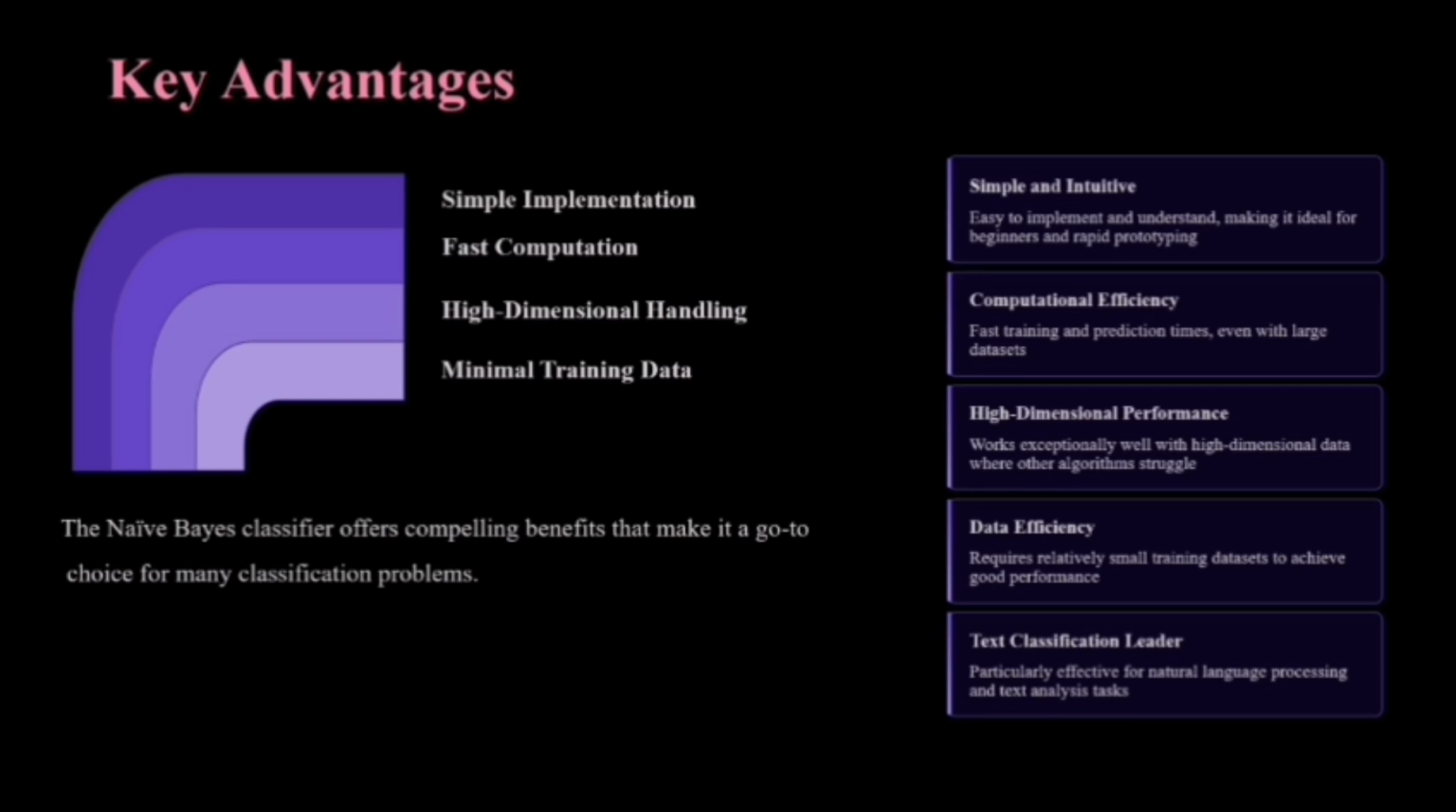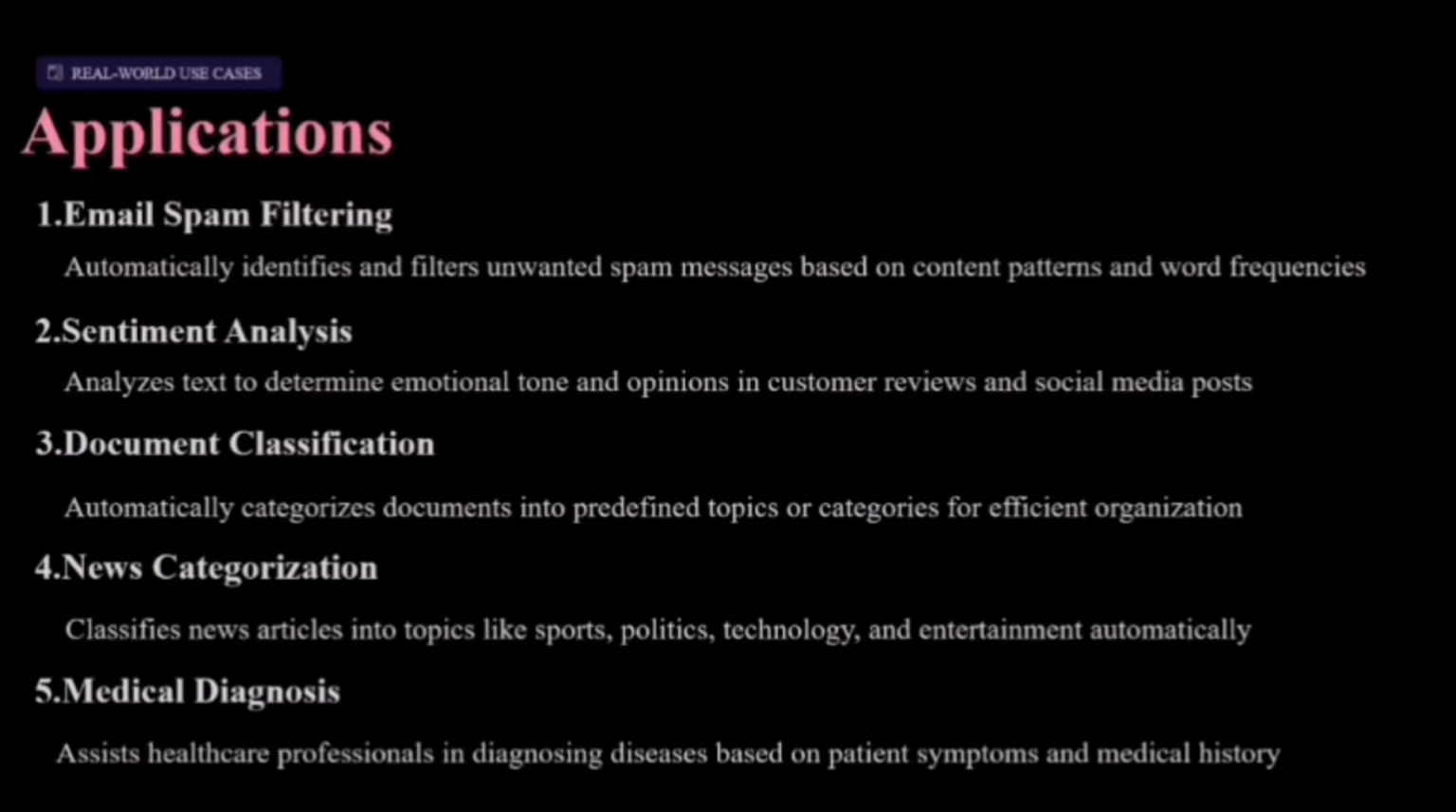And what are the key advantages? First, it is very simple and easy to implement. Second, it is computationally efficient, meaning it trains and predicts very fast. And the third one, it performs extremely well on high dimensional data, especially in text classification problems. And finally, it works well even with relatively small training datasets. Because of these advantages, it is widely used in real world applications like email spam filtering, sentiment analysis, document classification, and so on.